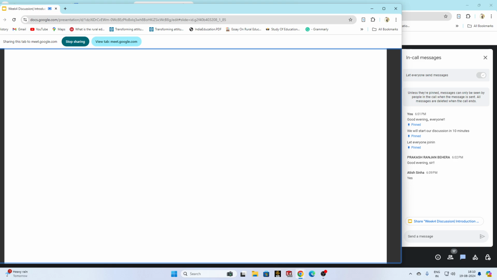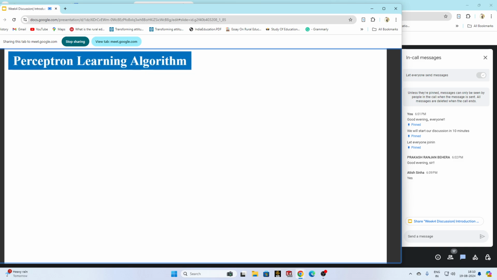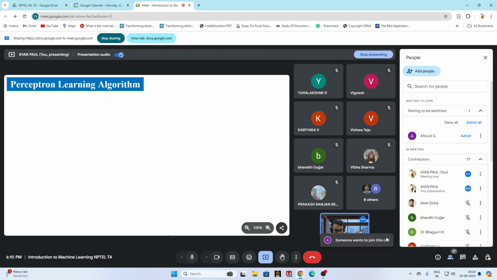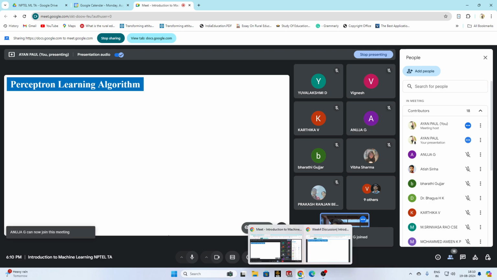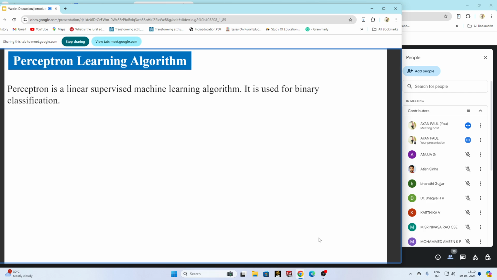Now today we have two important topics to discuss. One is the perceptron and the other is the support vector machine. So let's start our discussion with the perceptron.